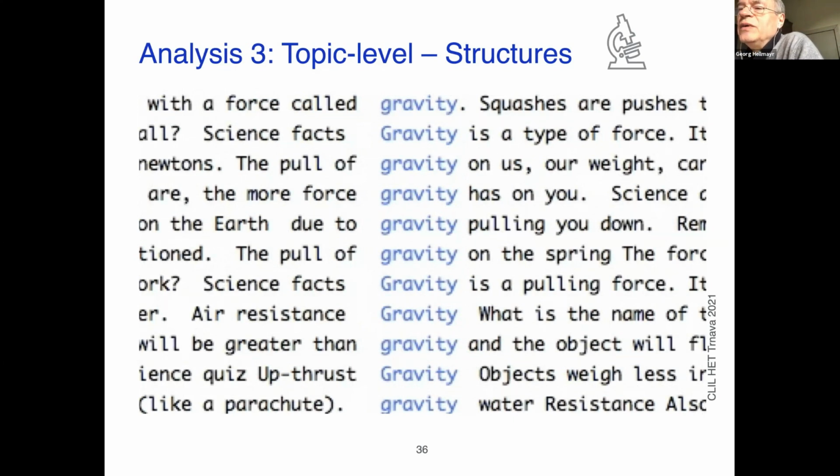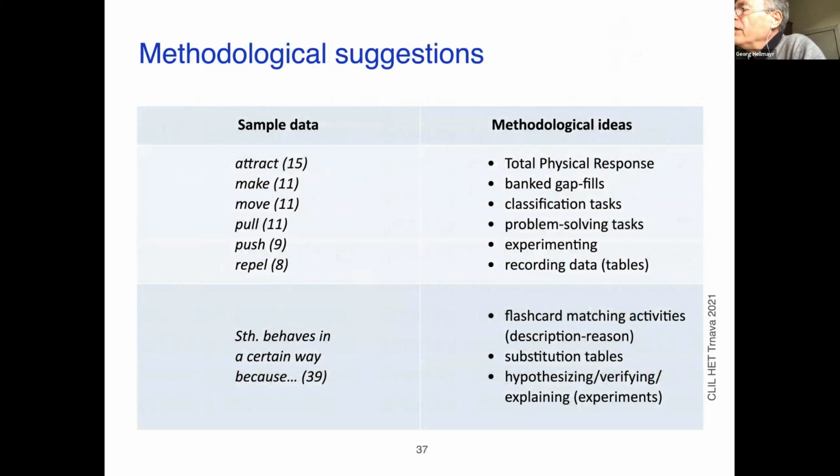And this can again be the model for producing our own materials. On the next slide, you can see our methodological suggestions. So, for example, the sample data provide a list of very common words that are being used in these materials. So action words like attract, make, etc.